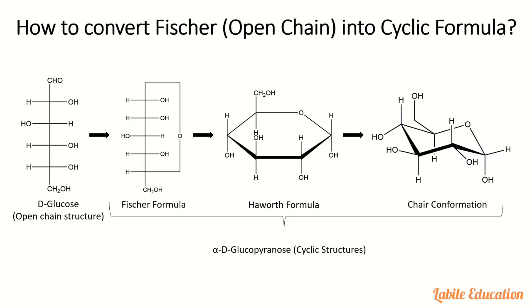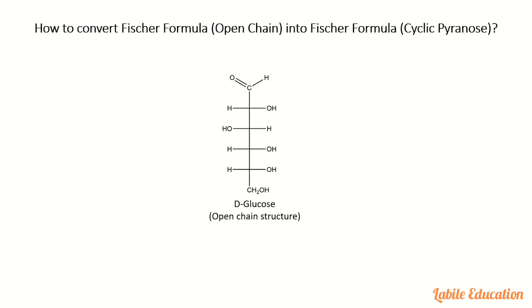Hello friends. Today we will learn how to convert Fischer open chain formula into cyclic formula. So we will take one by one. Firstly, this is the open chain structure of D-glucose. This can be converted into the cyclic formula, and first of all we are converting it into the Pyranose form, and Pyranose form is the six-membered ring.